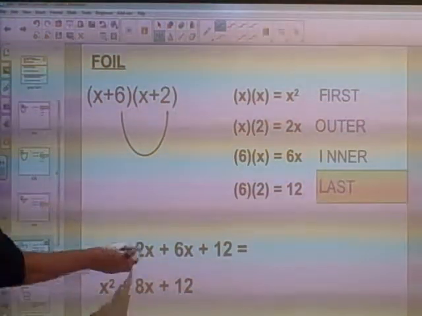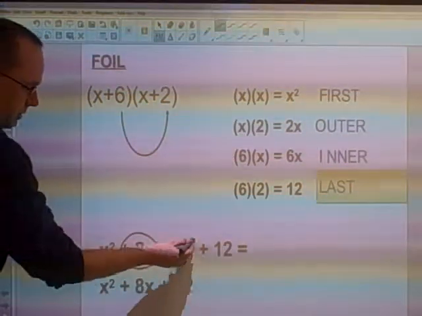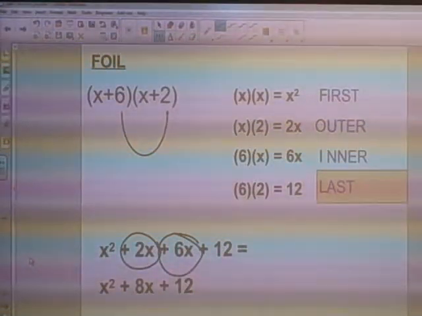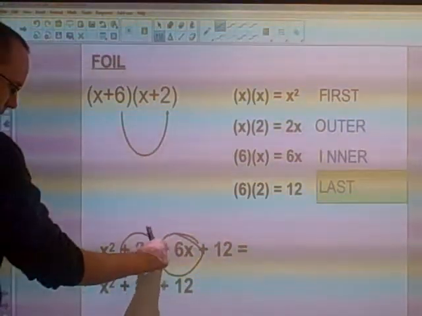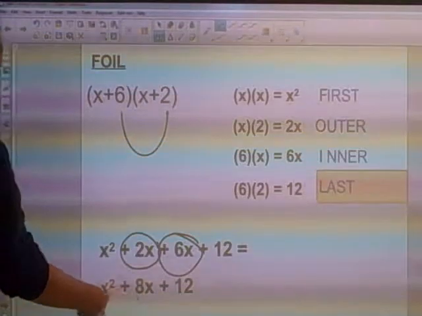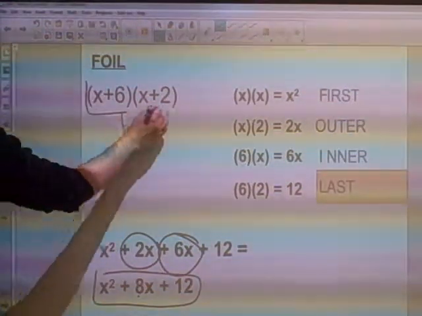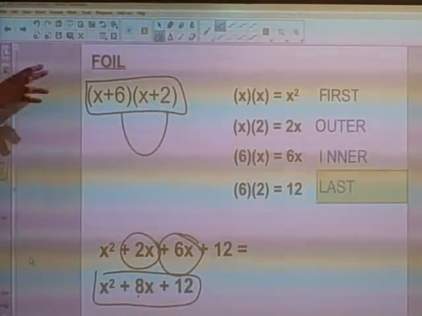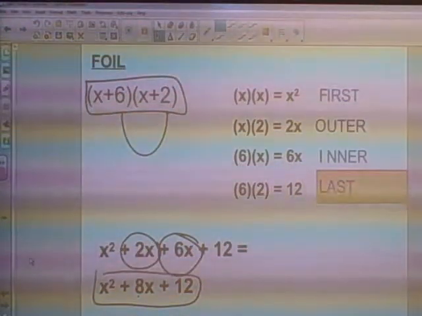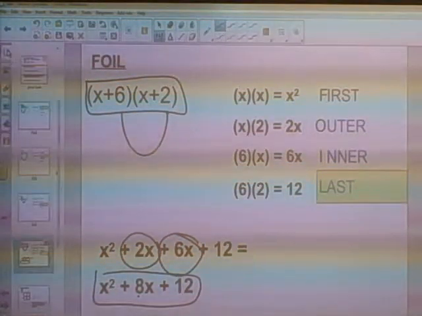When you do this, you then look for like terms. So positive 2x, positive 6x, when I add those together, 2 plus 6 gives me 8, so 8x. So when you multiply out this expression here, what we end up with is x squared plus 8x plus 12. Now, that's the method I prefer.